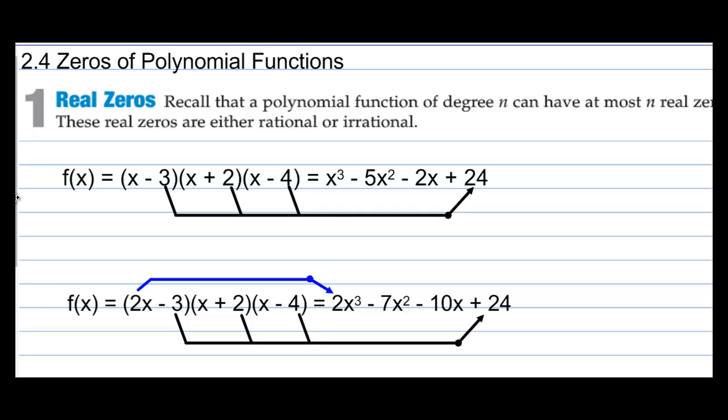This is section 2.4, zeros of polynomial functions. Real zeros. Recall that a polynomial function of degree n can have at most n real zeros. These real zeros are either rational or irrational.